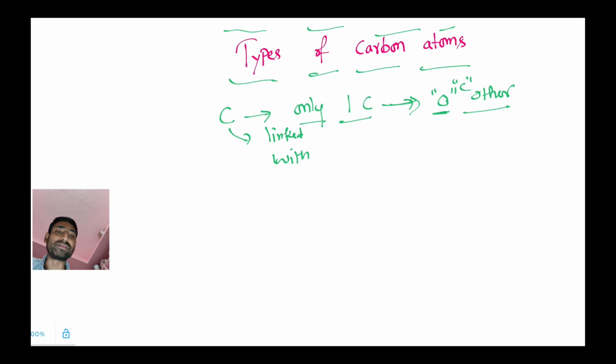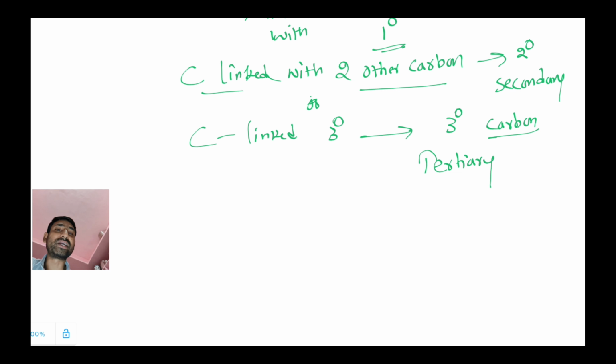If a carbon is linked with two other carbon atoms, that is simply called a secondary carbon atom. If a carbon is linked with three other carbon atoms, that is nothing but a 3-degree carbon atom, a tertiary carbon atom. What is this, guys? Tertiary carbon. This is called secondary carbon. 1-degree carbon is nothing but a primary carbon atom. If a carbon is linked with 4 other carbon atoms, that is nothing but quaternary carbon.